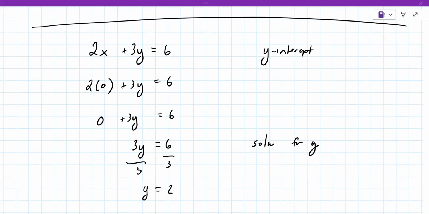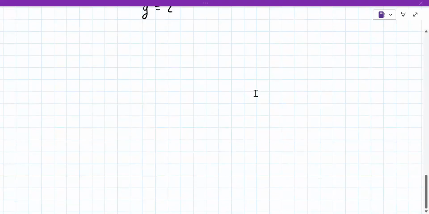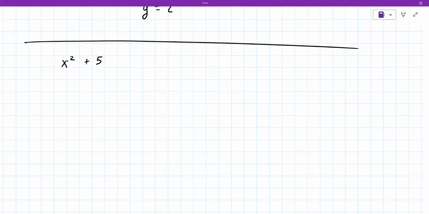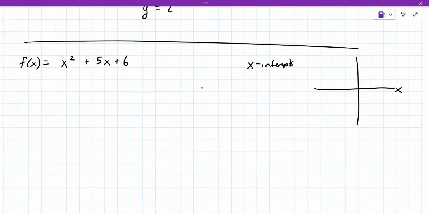So it does appear you're gonna have to do some type of factoring on your final exam here. So let's look at something like this. It's not crazy bad. Let's go x squared plus 5x plus 6 equals 0. This time, actually, let me rewrite this. This is f of x. This time we want to find the x-intercept. Okay, so this is different. This is where it crosses the x-axis. Okay. It's where y equals 0. So kind of a big difference here.